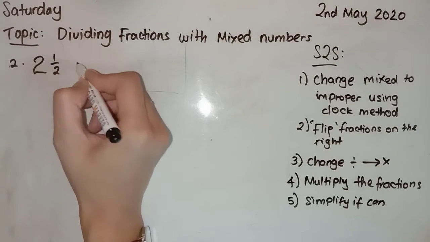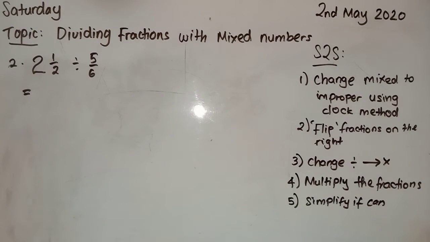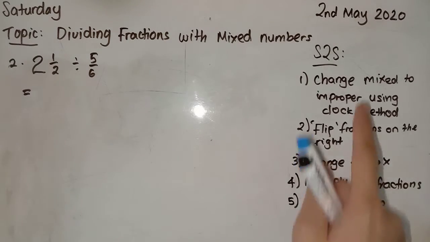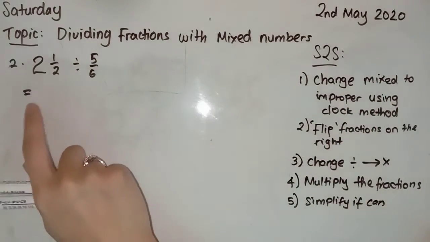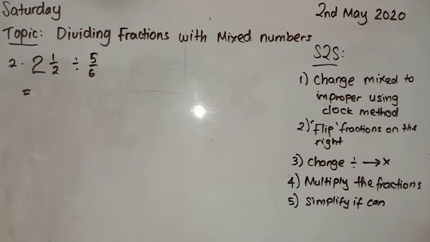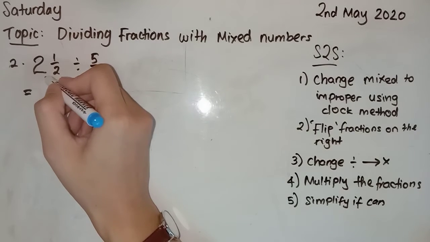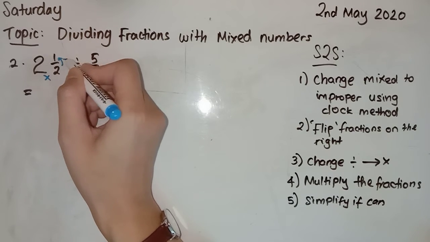1 over 2 divided by 5 over 6. Step 1. Same as before, change mixed number to improper fraction using the clock method. So, which one is the mixed number? This one, right? It has a father, mother, and a kid. So, you change it using the clock method. Now, you times first, the one that is timesed, and then you plus.